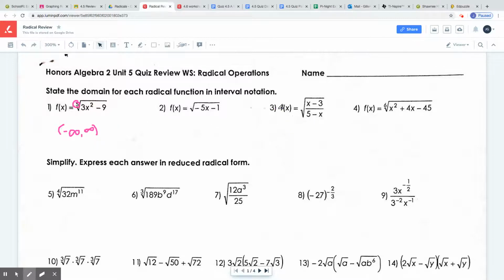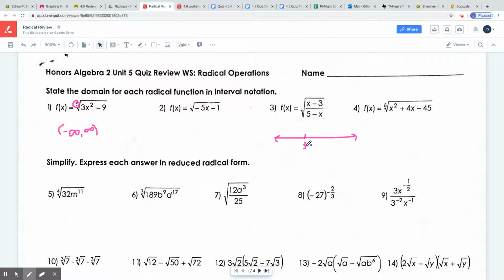So number 3, we have an even root, and this one actually has 2 things we need to worry about. We want to make sure this is positive, so we need to find what makes this equal to 0. We set the top equal to 0. So you set x minus 3 equal to 0, and you get 3. So 3 is one of our critical values.